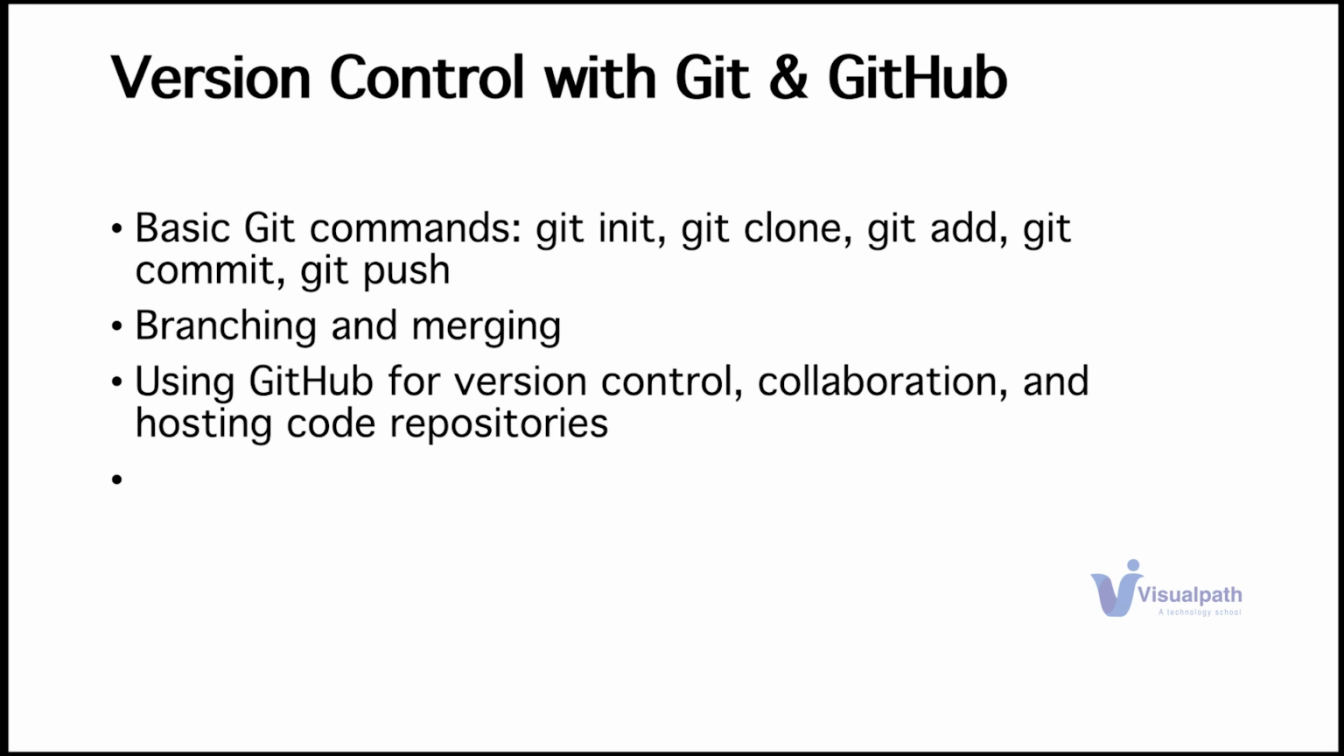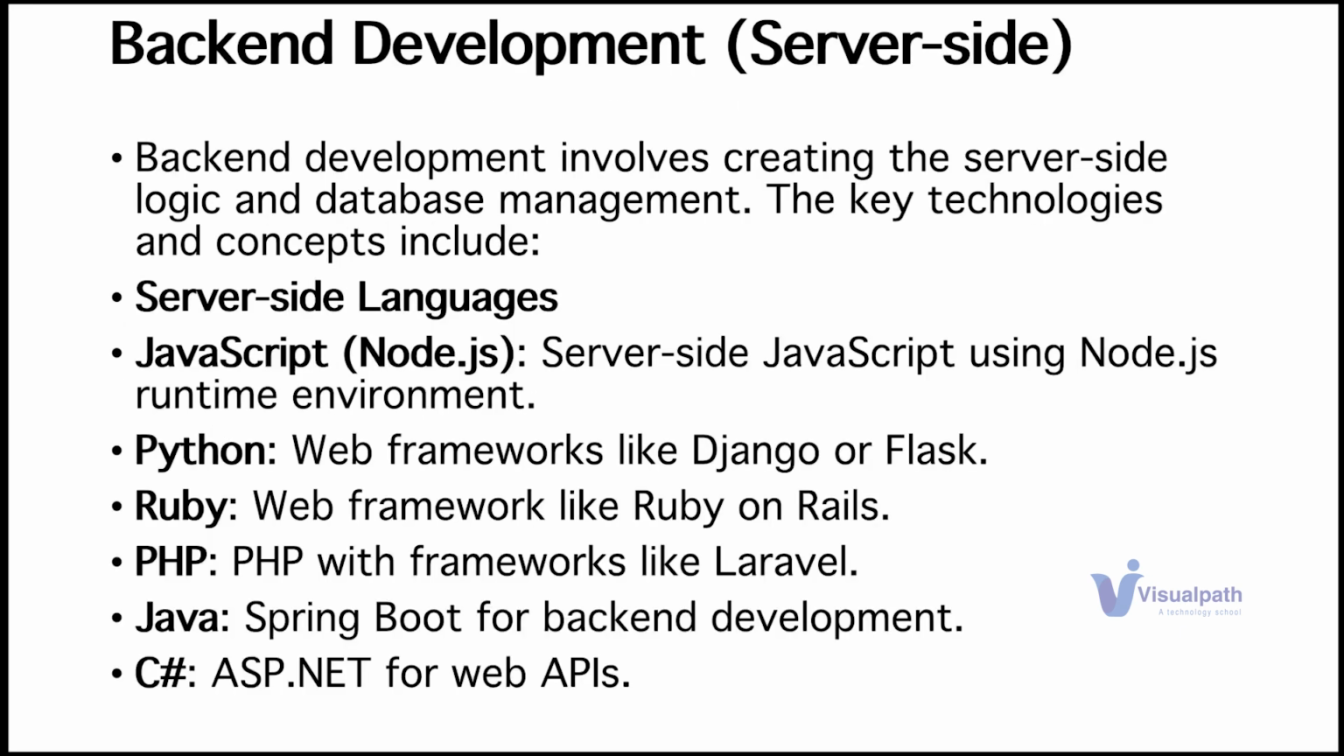Generally, backend development involves creating the server-side logic and database management. The key technologies and concepts include JavaScript: using Node.js, we will be building backend server-side code. You can also use Python with Django, or Java Spring Boot for backend development. If someone is using C Sharp, you can use ASP.NET for web APIs. If you are using Ruby, you can use Ruby on Rails. If you are going with PHP, the framework is Laravel.